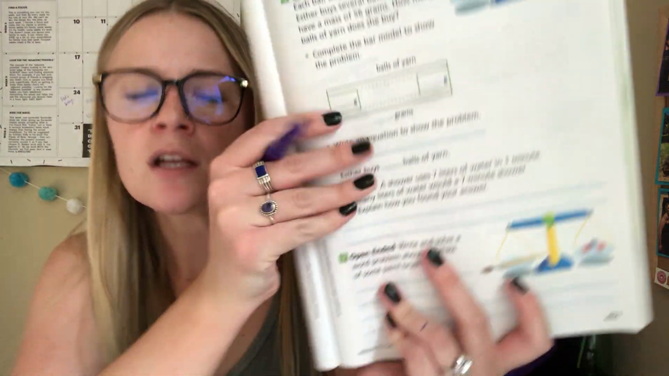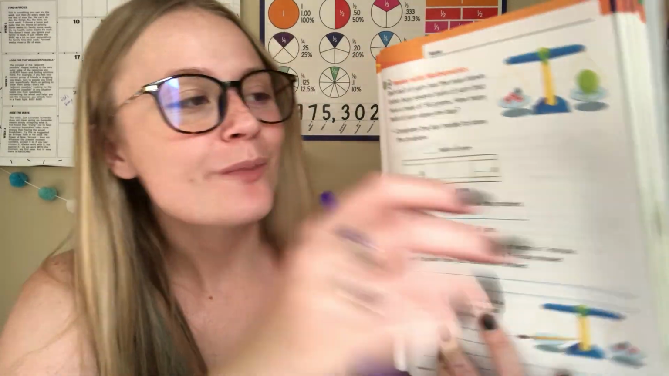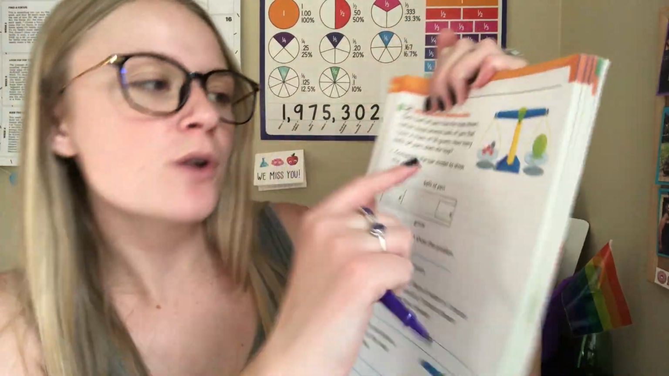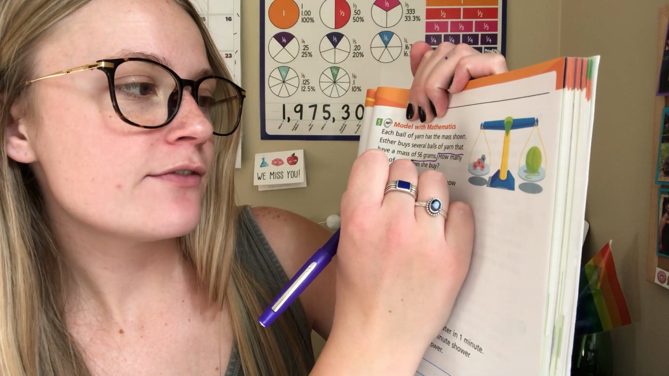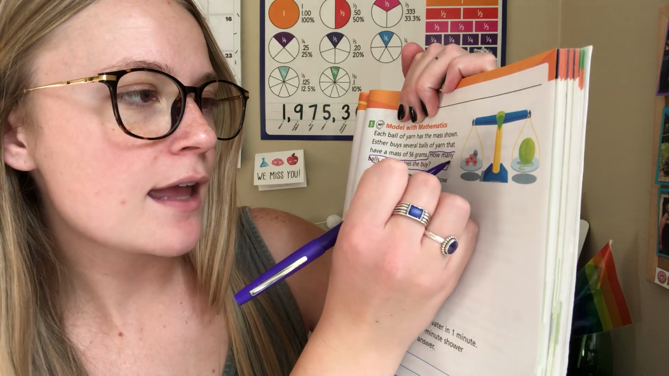Okay, next page. The On Your Own is a little bit longer in this lesson, but that's totally okay because we're Rockstar students. Number 5 says, each ball of yarn has the mass shown. Esther buys several balls of yarn that have a mass of 56 grams. How many balls of yarn does she buy? Complete the bar model to show the problem. So this is, start by annotating our story problem. So the first question I asked myself, what do I need to find? I need to find how many balls of yarn does she buy?